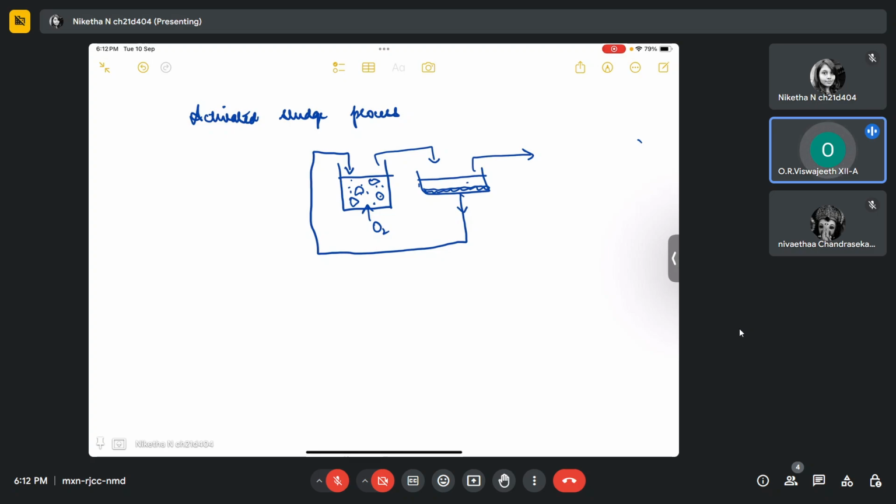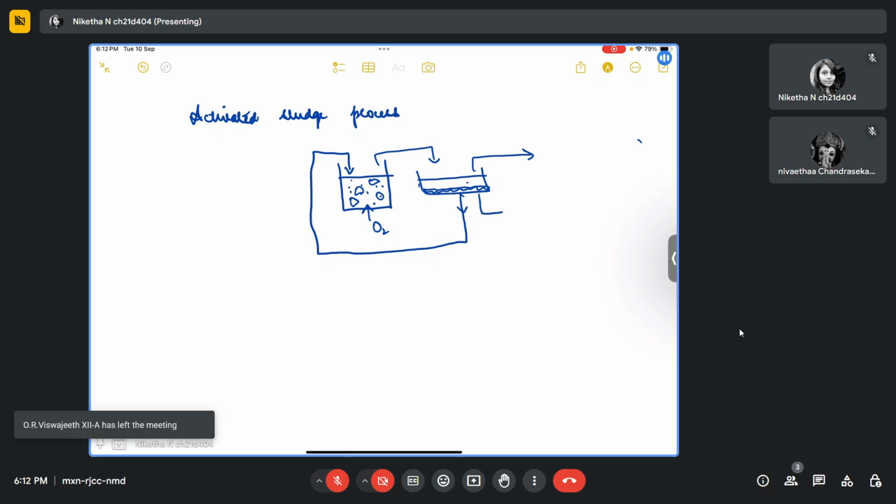Allowed to again go for any tertiary treatment or something like that. No, actually, some of the sludge will be taken for treatment anyway. Most of it will be taken for sludge treatment. A part of it will be recycled.